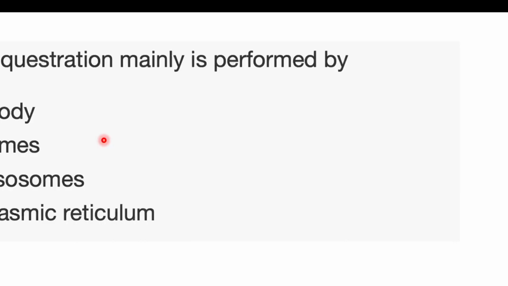Calcium sequestration. You might have heard a particular organelle which is associated with calcium all the time. That is the correct answer to this question. I have given you a big hint. Calcium sequestration mainly is performed by which of these cellular organelles? Let us wait for a minute and collect some answers.